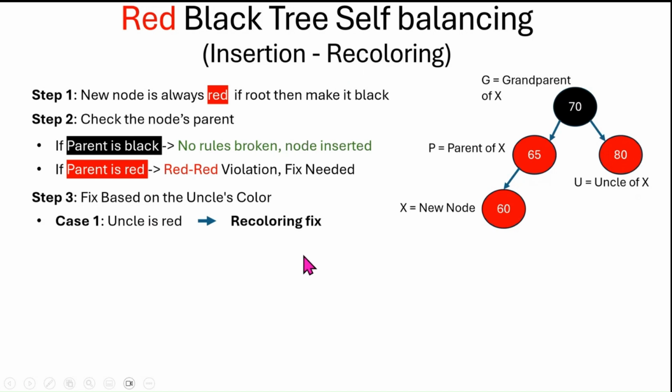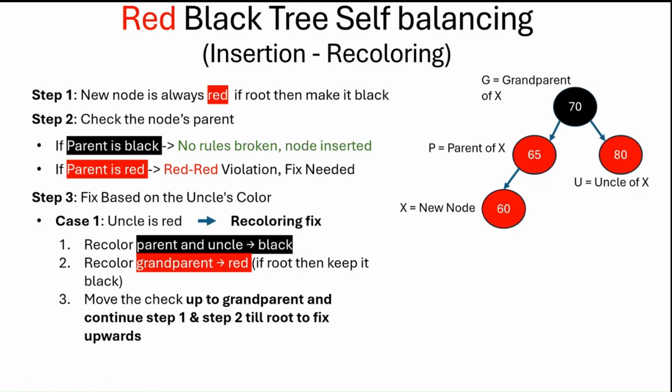Let's understand why. In our case one, when the uncle is red, what do we do basically? We recolor the parent and uncle to black and make the grandparent red. But it is the root, so it gets converted to black again. Let's keep it black. And then we continue checking this. We'll come to this third step also in some time. But why, when the uncle is red, does only recoloring help?